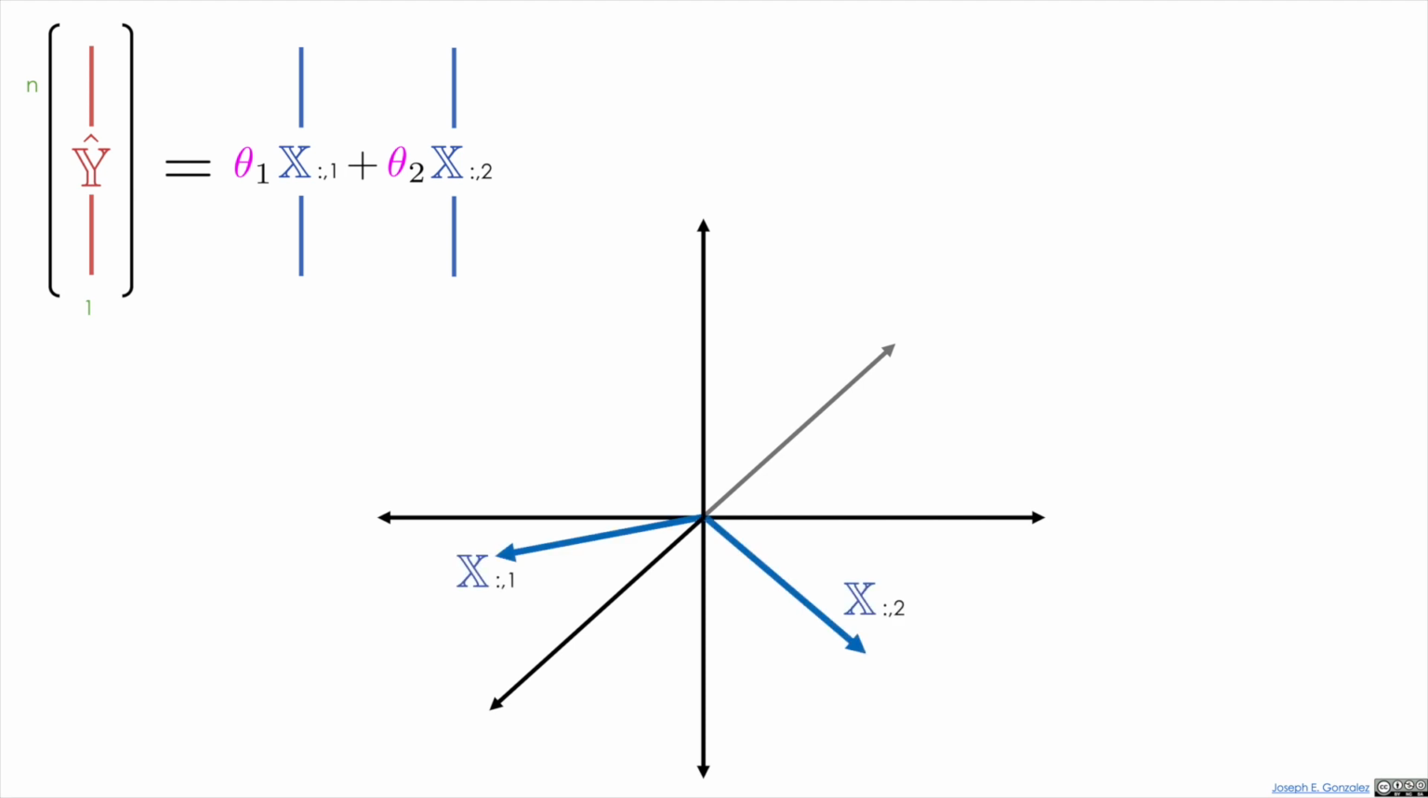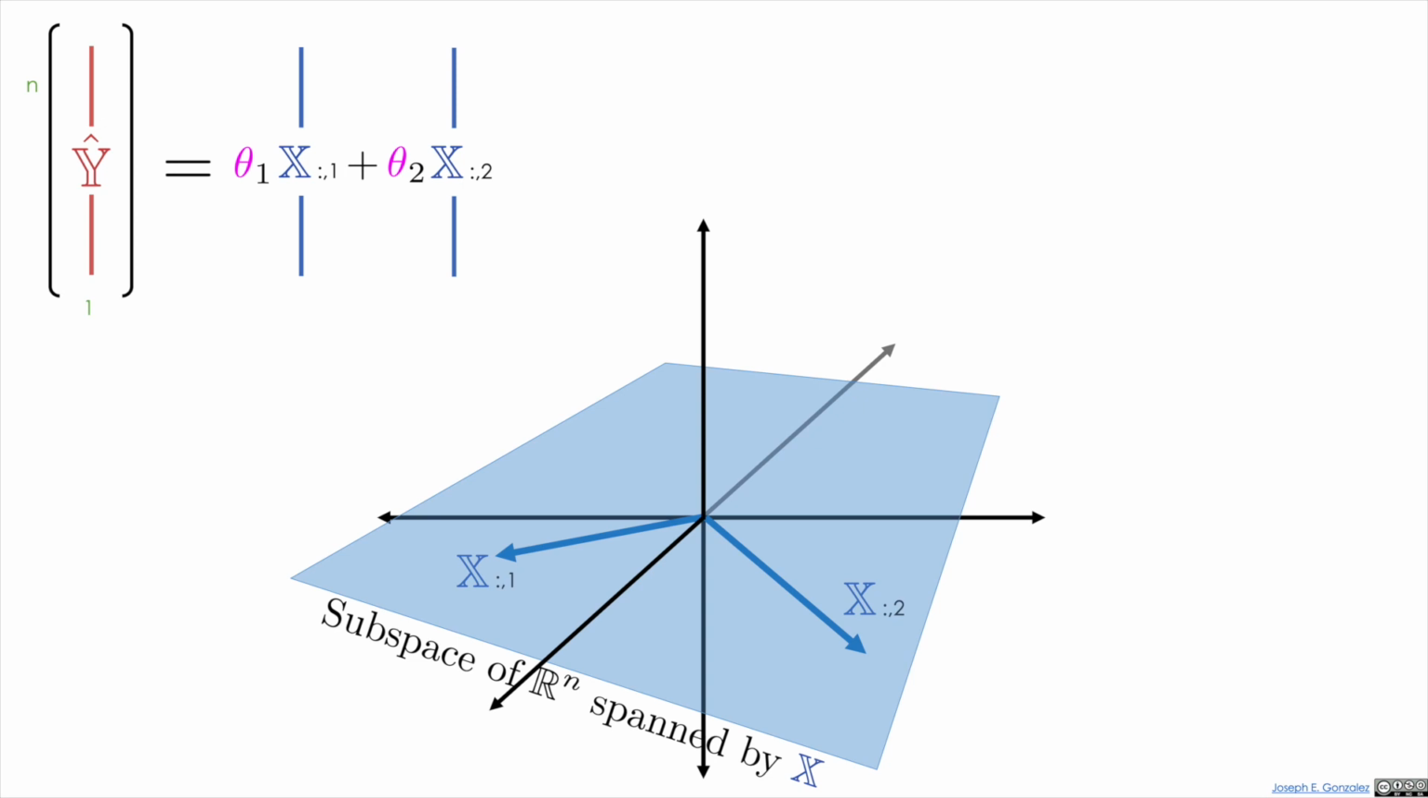These two column vectors live in this n-dimensional space, but they actually form a two-dimensional subspace in this n-dimensional space. And in fact, any point in this two-dimensional subspace is simply a linear combination of these two column vectors. And so the y hat that we can predict, x times theta, must live in this two-dimensional subspace. Now, our response variable, y, that we observe, is not constrained to live in this two-dimensional subspace and can live anywhere in this n-dimensional vector space.